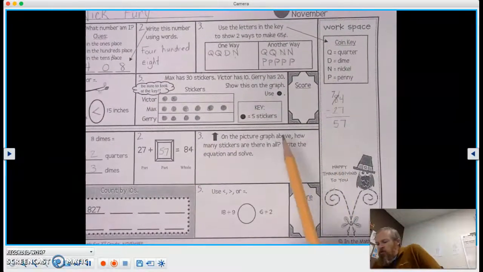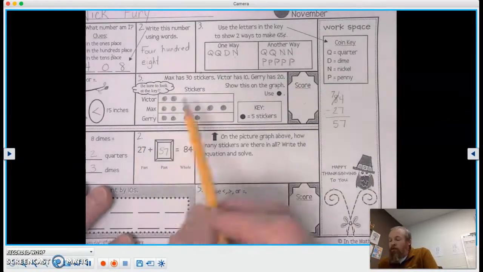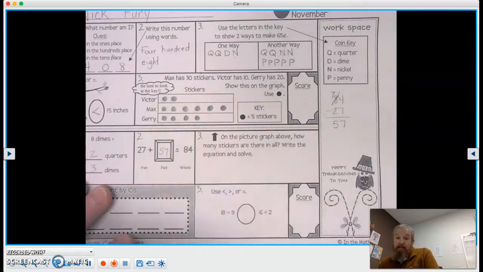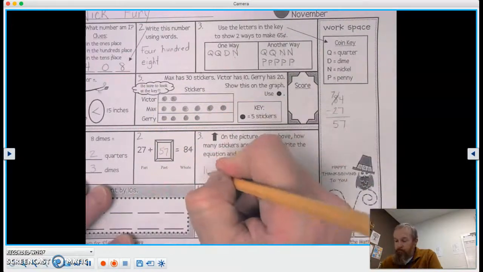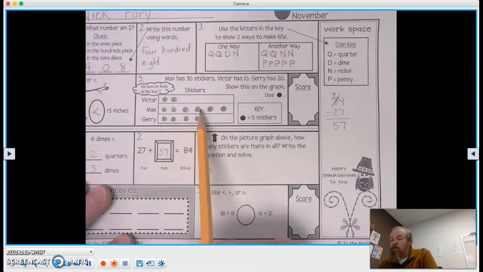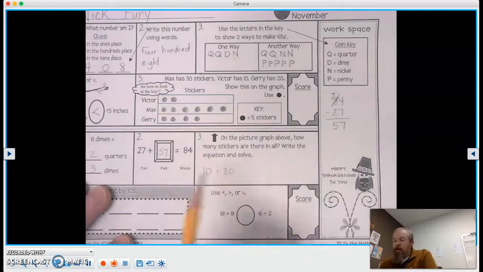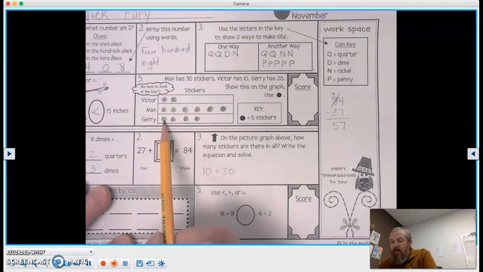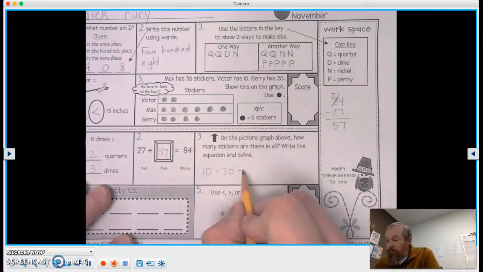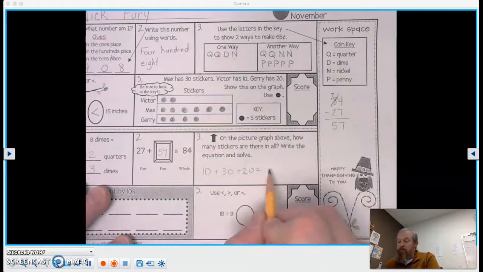On the picture graph above, how many stickers are there in all? Write the equation and solve. Okay, well, Victor has 10. And Max has 25, 30. And Jerry has 20. And that equals 30, 12, 82, 9.